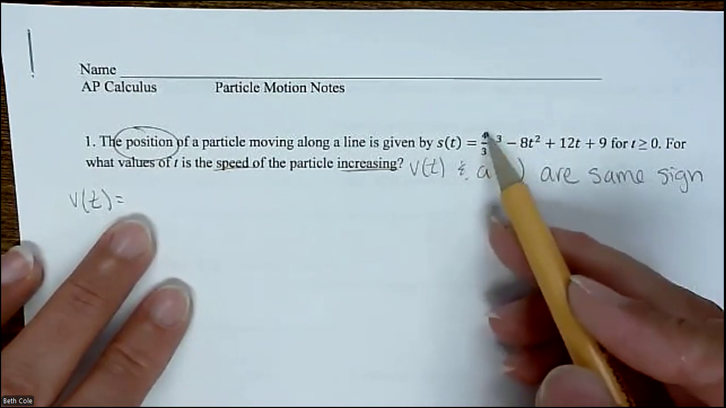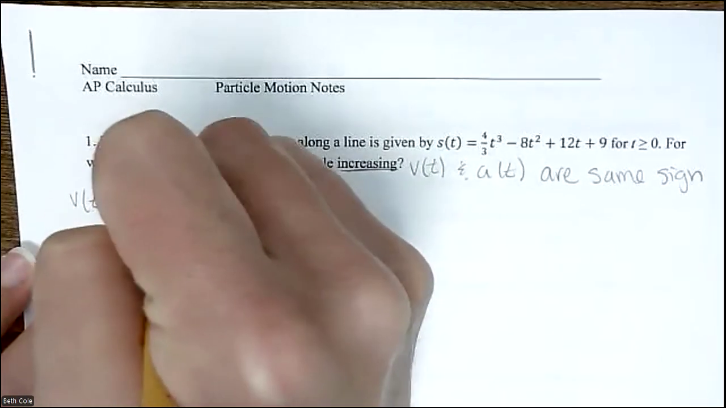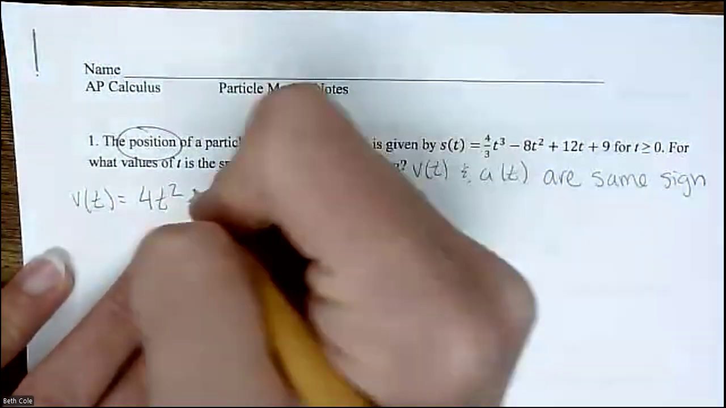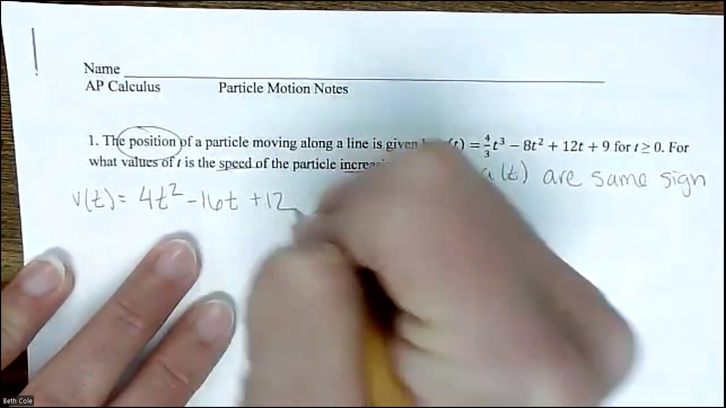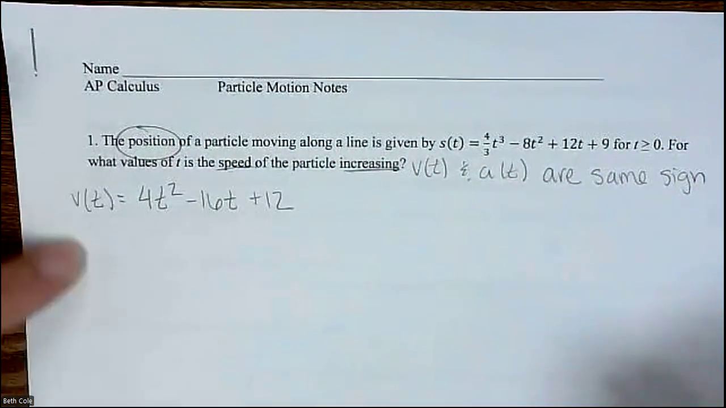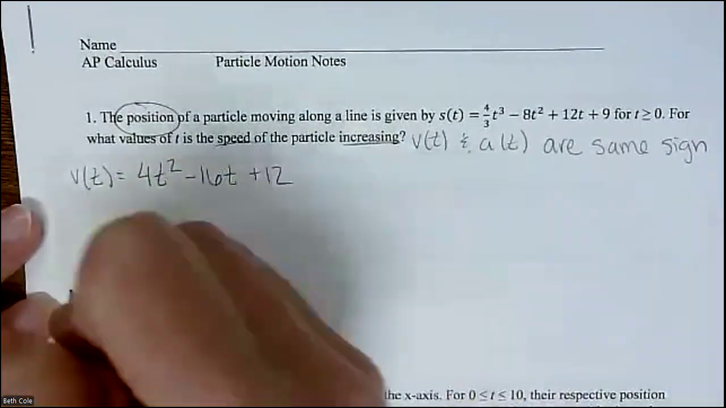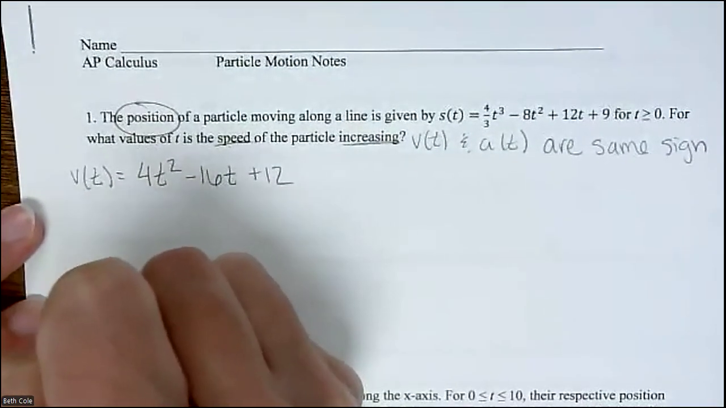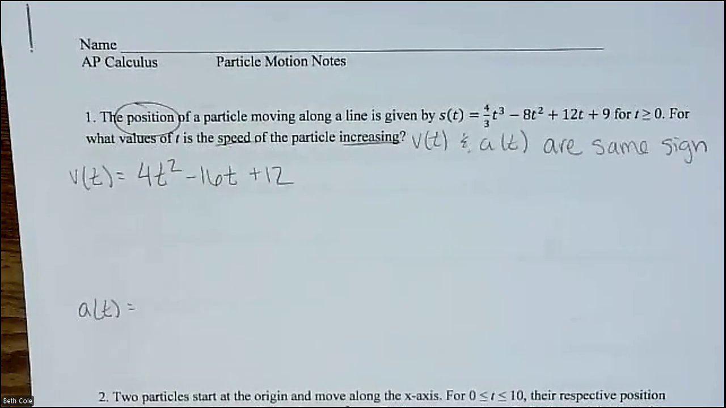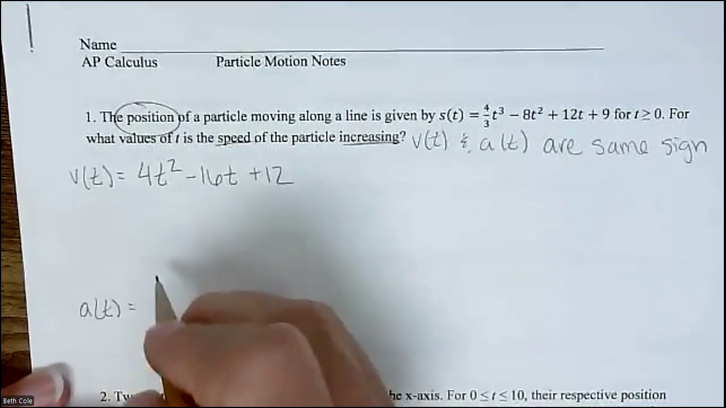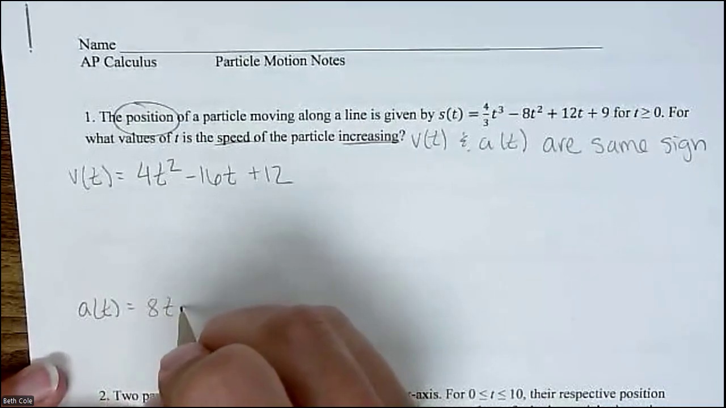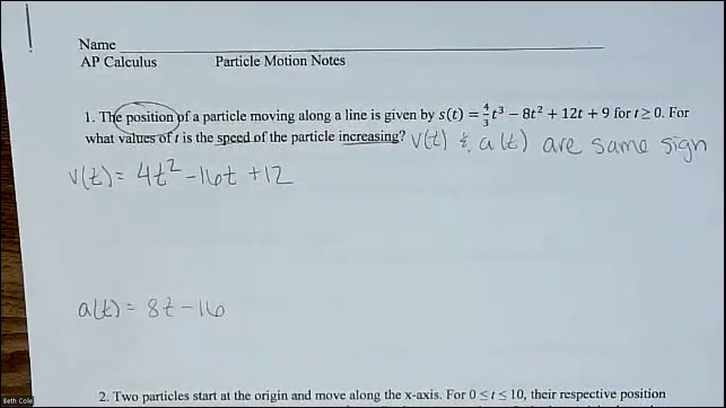What are you going to get? 4t squared, good, minus 16t plus 12. Leave a little bit of a gap there so we can play around with that some more. Let's also go and get the acceleration because we're going to need it. You need them both. So what is the derivative of velocity? Yeah, 8t minus 16.